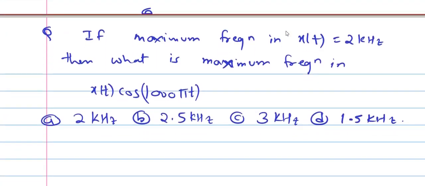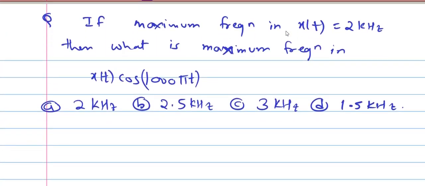Next question. If maximum frequency in x of t equal to 2 kilohertz, then what is maximum frequency in x of t cos of 1000 pi t? Options: 2 kilohertz, 2.5 kilohertz, 3 kilohertz, 1.5 kilohertz. Maximum frequency in x of t is 2 kilohertz. What is maximum frequency in x of t cos of 1000 pi t?